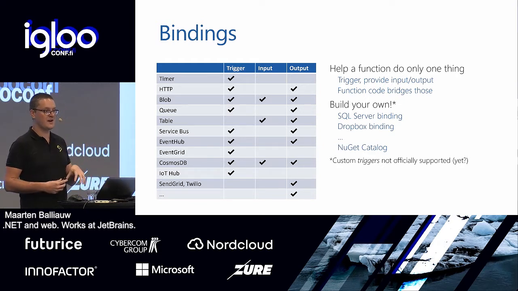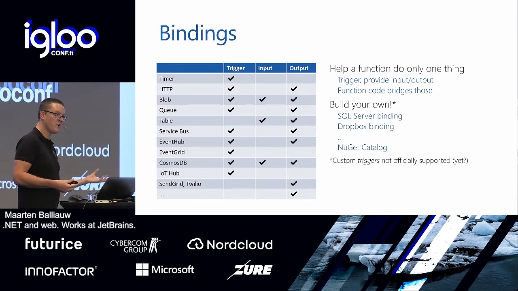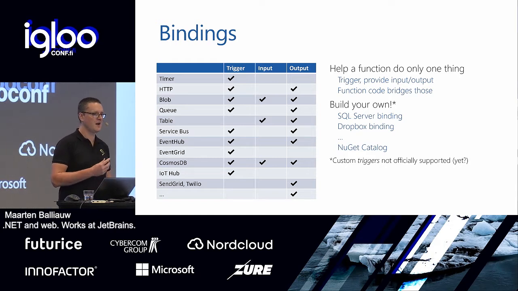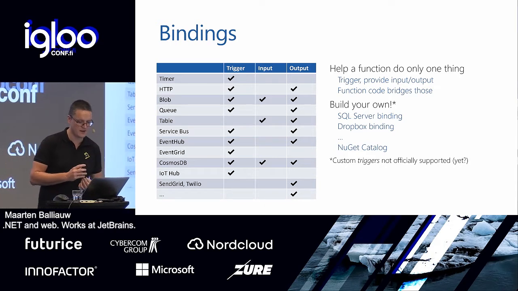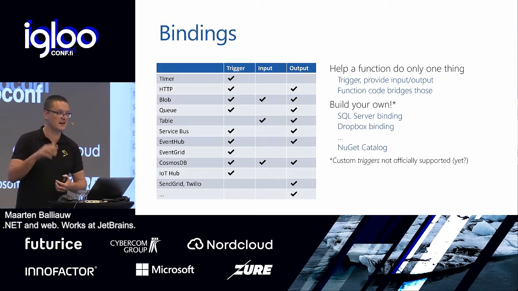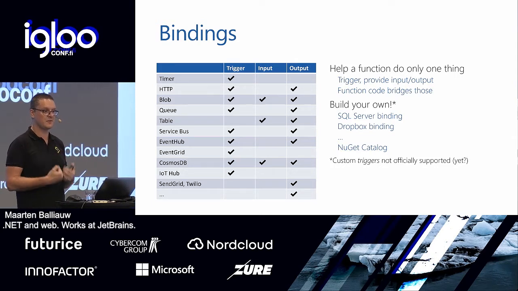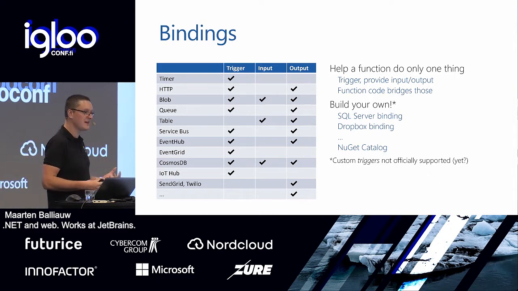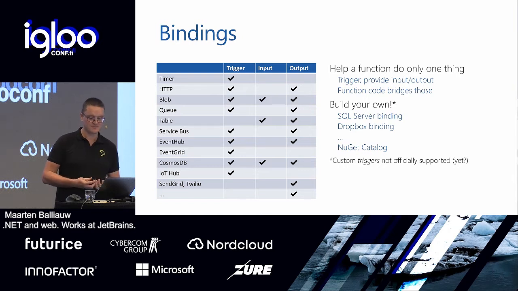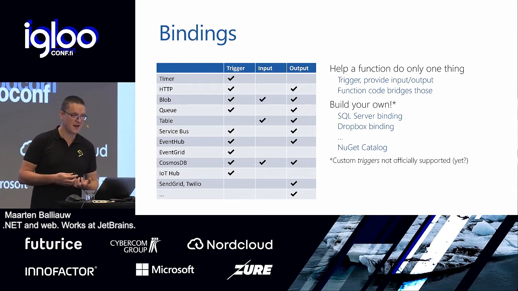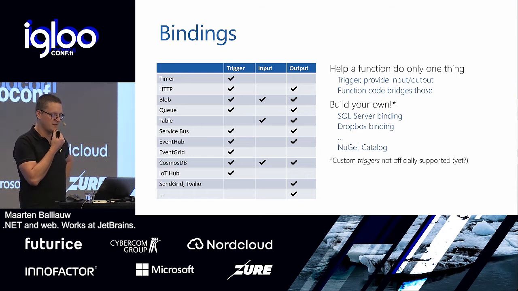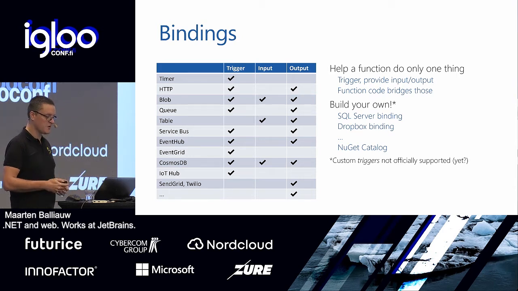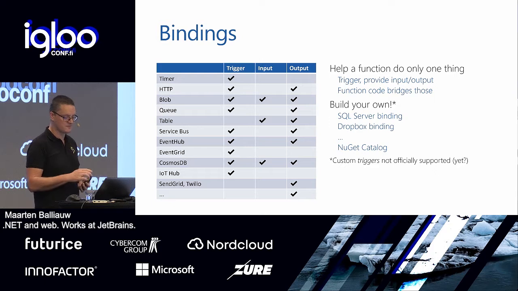Now, all of those bindings are there out of the box, but you can also build your own. I've seen on the internet Dropbox bindings where you can drop files on Dropbox. I've seen Christian Weyer, who has spoken here as well, build a SQL Server binding where you can basically write a query, and whenever data shows up there, it will trigger your function and give you the data from your SQL database. The only binding that I feel is missing is a NuGet catalog binding. I would need that. So I decided, okay, let's maybe talk to Microsoft and ask if they can provide something like that. Wasn't going to happen. So I had to think about writing my own.